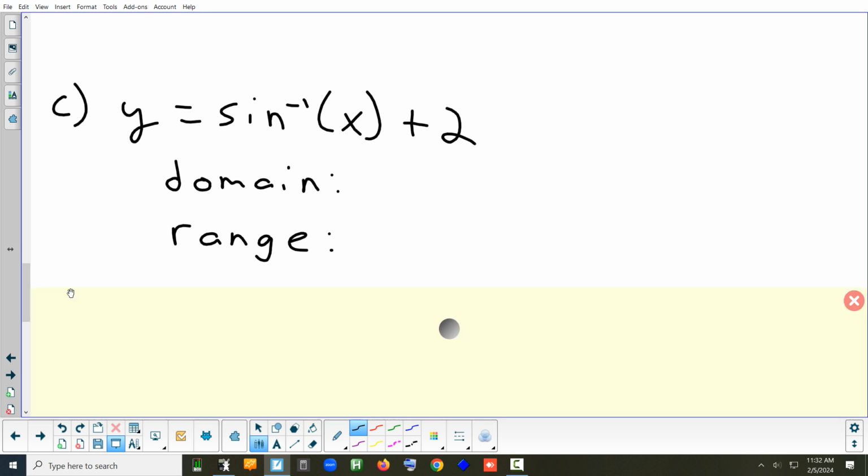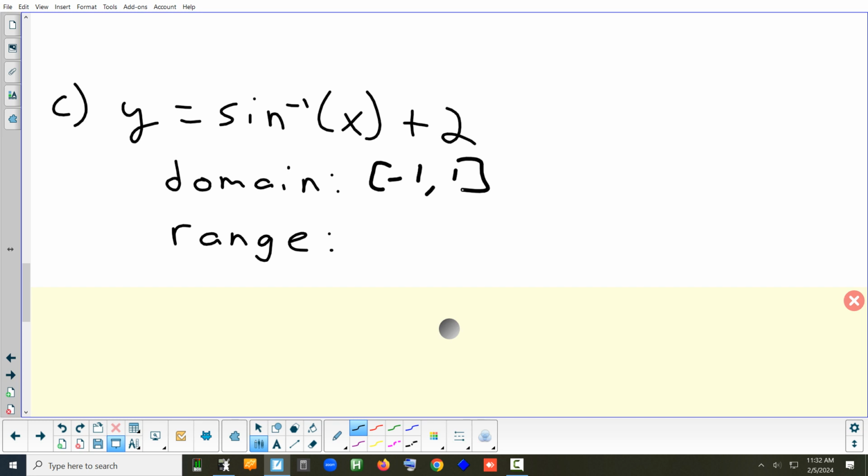Okay. So inverse sine of x plus 2. What's the plus 2 going to do? It's a transformation. You shift it up 2. Shifting something up is going to affect the range. So this time there is no change to the domain. So what's my domain of inverse sine? No change to it. -1 to 1.